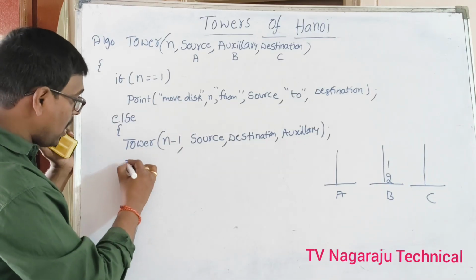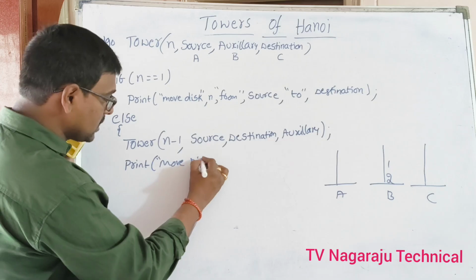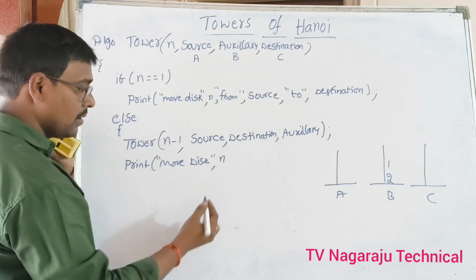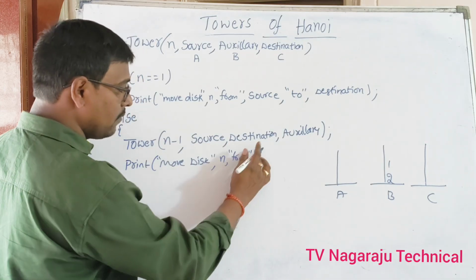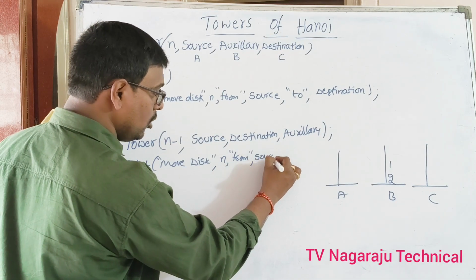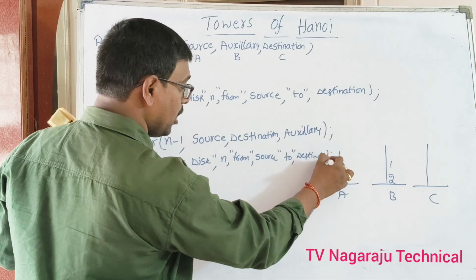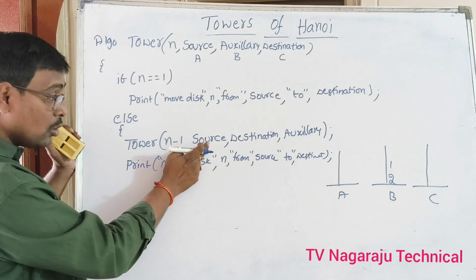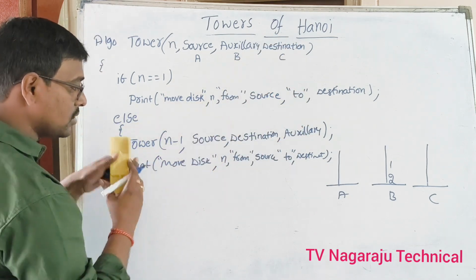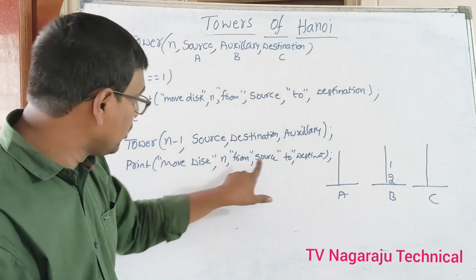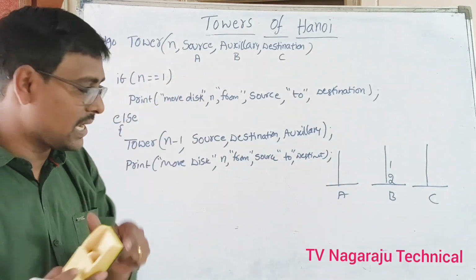In the next step, what we are doing? We are moving disk n from source to destination. Now in this, what is the source? Source is this one. What is the destination? Destination is this one. So see, from A to C we are transferring the largest disk. That is the second step.